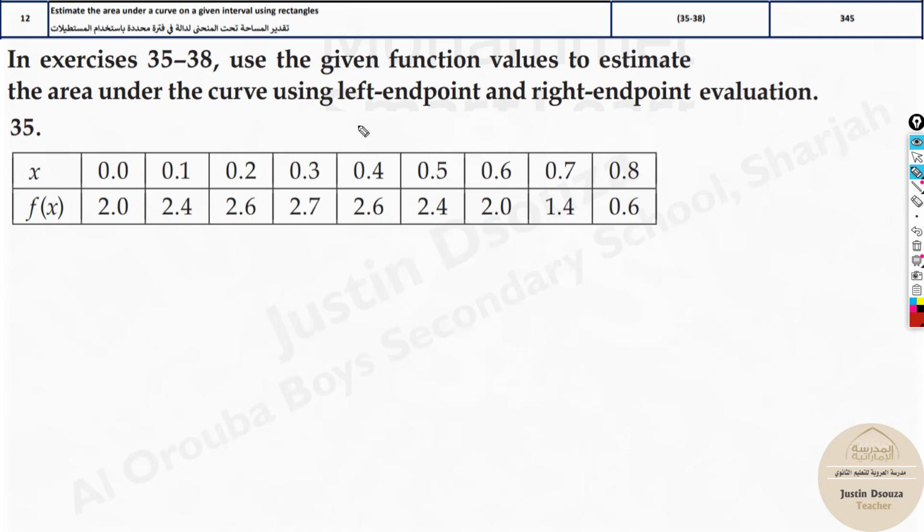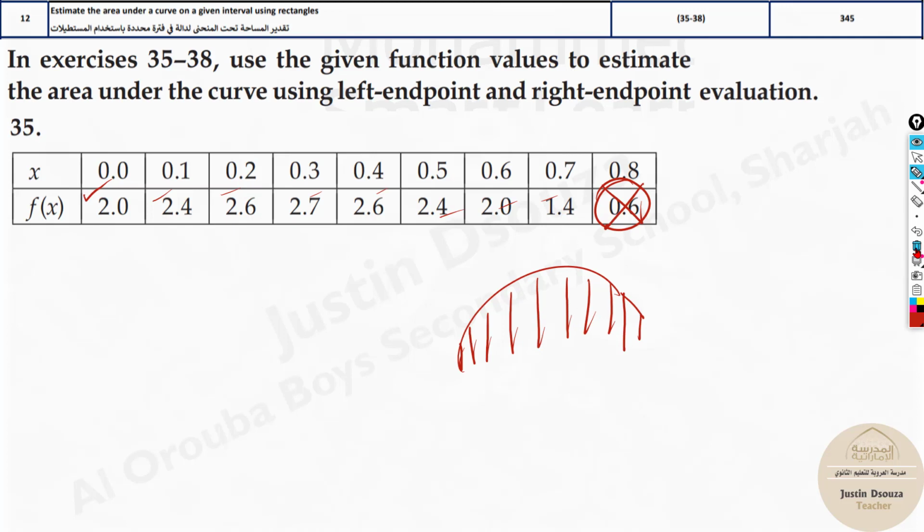You should just understand that when we use the left endpoint, we have to use the leftmost value. See, from these f of x values, from this we begin. We start with this, next this, and it goes on. We don't use the last value. This is omitted. We leave that. Only these are added and multiplied by the interval, because left endpoint means we start with these only and the rightmost value is not used.